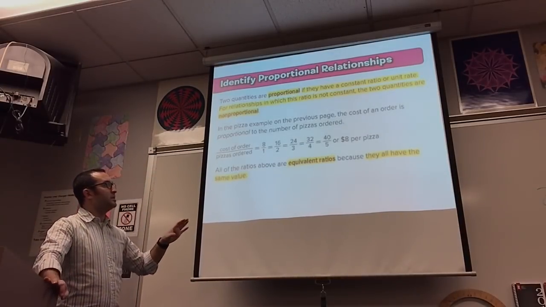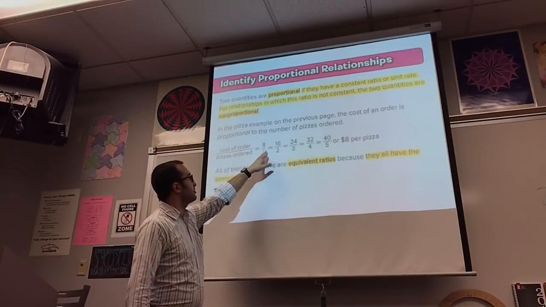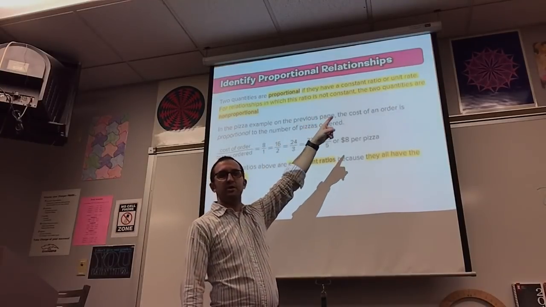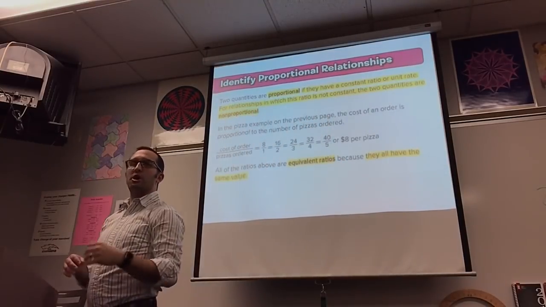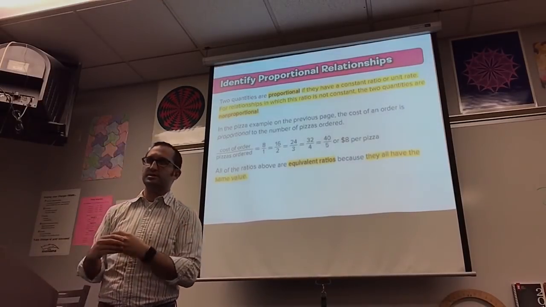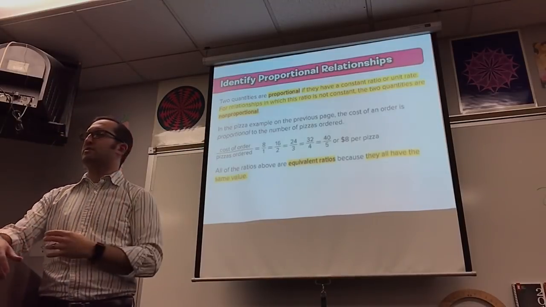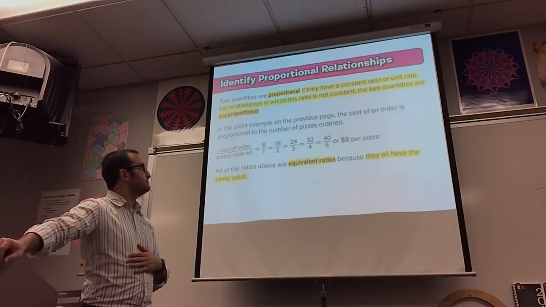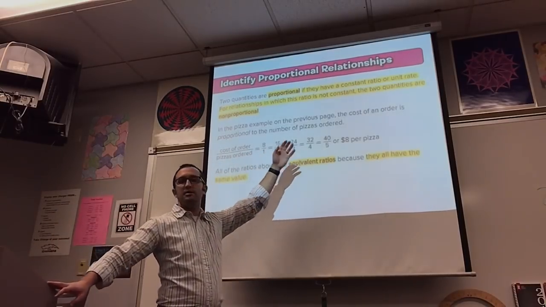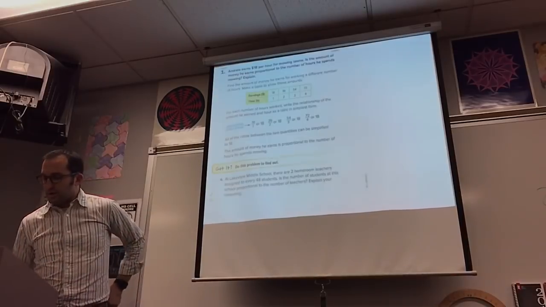But the idea is, if two quantities share this constant unit rate, this constant ratio, we're actually going to call that the constant of proportionality. It's another term for this unit rate or constant ratio. We'll call it constant of proportionality in a little bit. If that ratio is constant, then these two quantities are proportional. Okay? Let's take a look at another example.